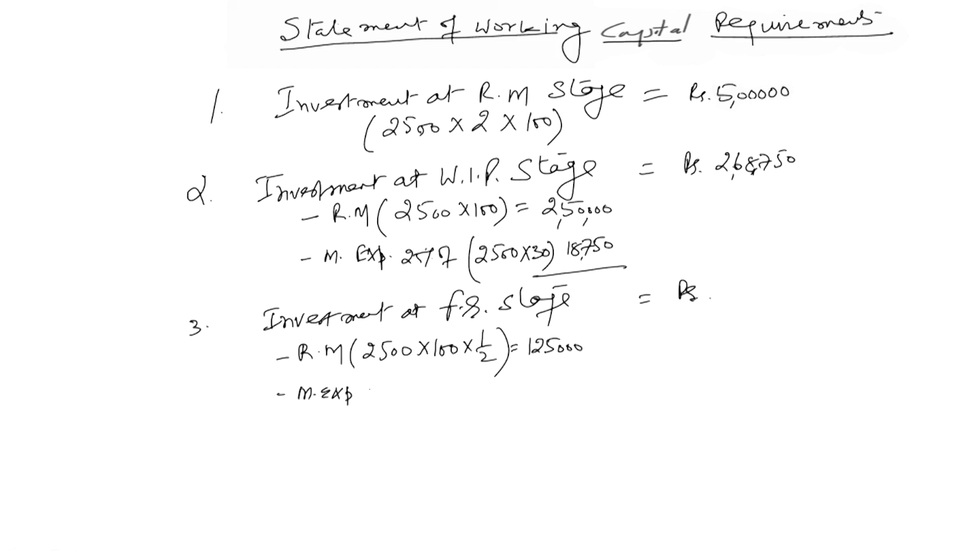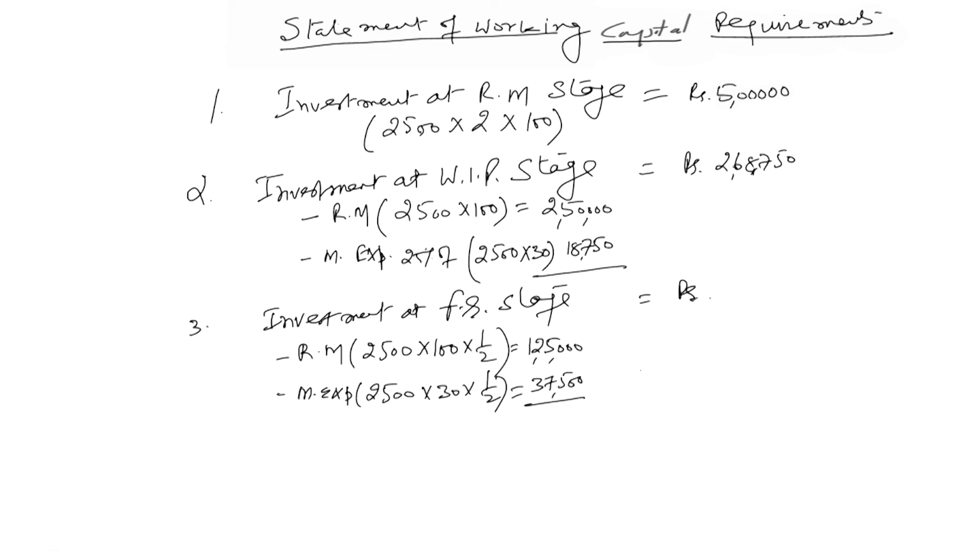Manufacturing expenses at this stage are going to be how much? 2,500 into 30. We have to take the total now here, 30, and that is for a period of how much? Half a month. So we will take half of it. So it works out as 37,500. This is 37,500. So the total amount we have worked out here is how much? That is 1,25,000 and 37,500.